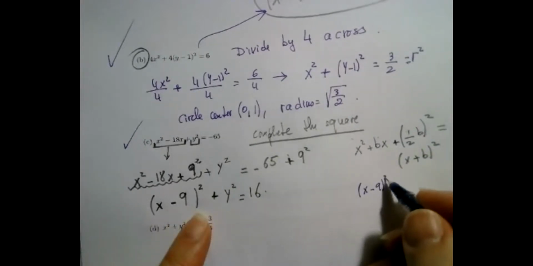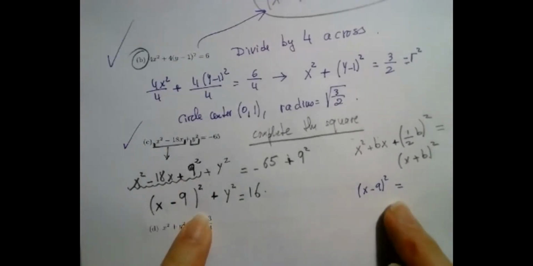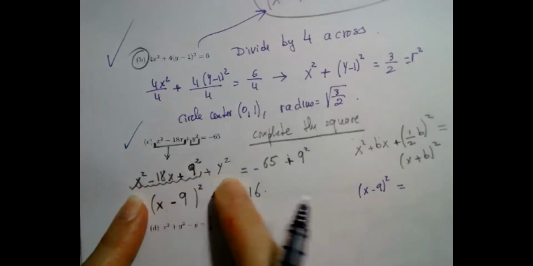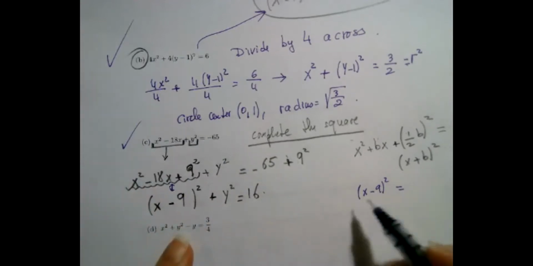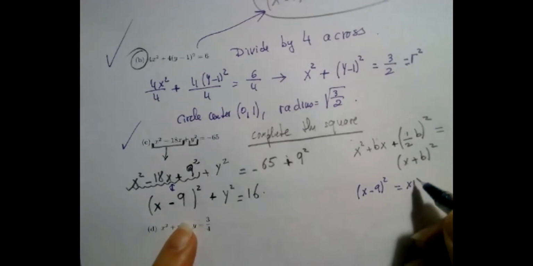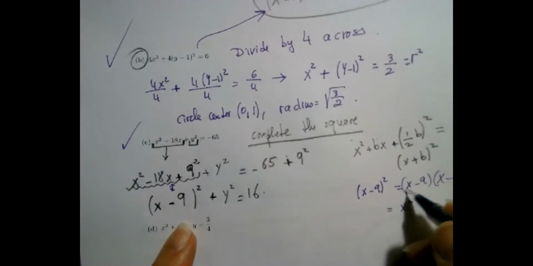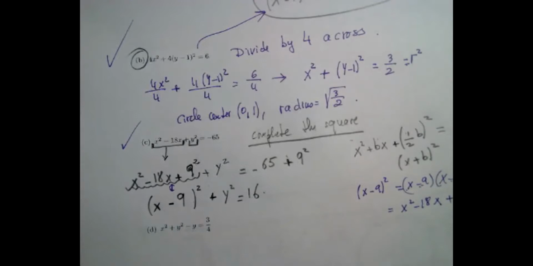To check that you're doing the work correctly, x minus 9 squared should give you exactly x squared minus 18x plus 9 squared. It means those two are exactly the same. I am not really changing the expression. If you take this and you square it, you're going to get x squared minus 9x minus 9x, minus 18x, plus 9 squared. You're not changing the expression, you're rewriting it as a complete square.